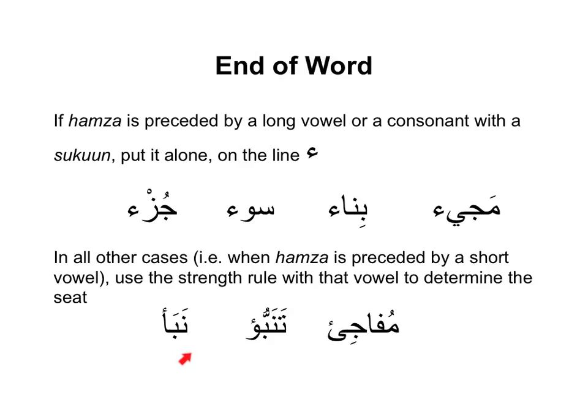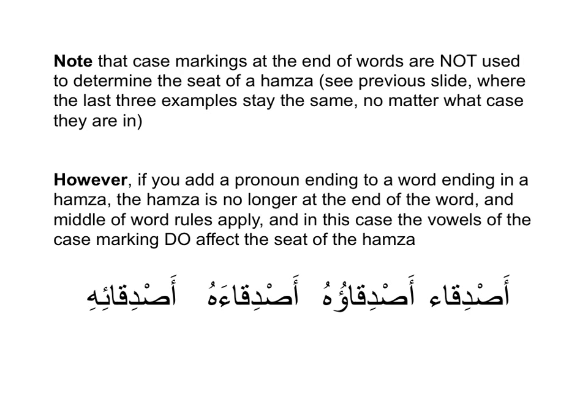And again, notice here that you're not pronouncing the seat. You're pronouncing jim, kasra, hamza, mufaji'. You're pronouncing ba, dhamma, hamza, tanabbu'. Okay, you're not pronouncing that oo that's below the thing. It's just a seat, and it's not pronounced. And naba', same thing. You're pronouncing the ba, then the fatha, and then the hamza, and not the aleph that's underneath the hamza.